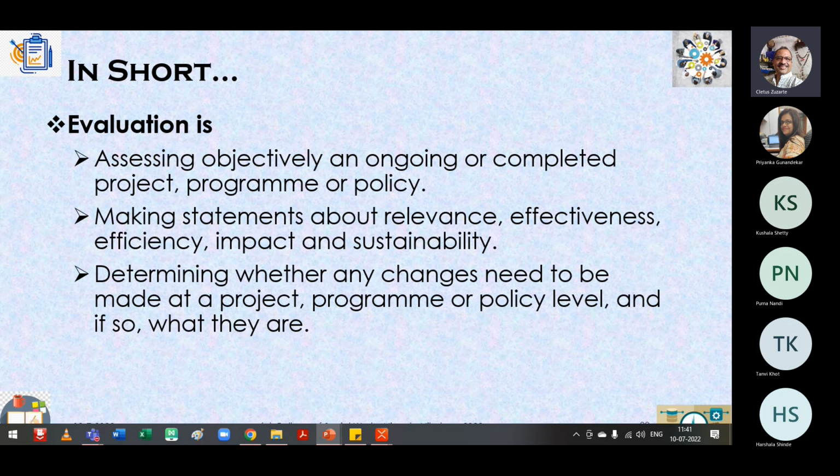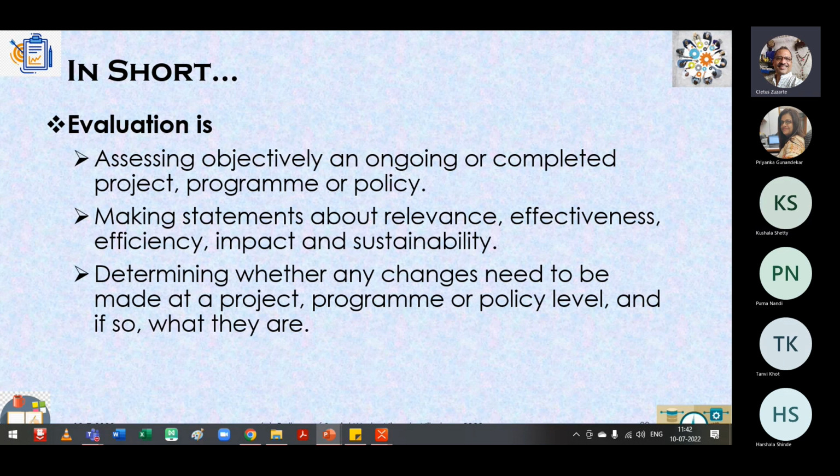On the other hand, suppose I look at evaluation. If monitoring is within the project, as you rightly said, then what is evaluation? Evaluation is at the end of the project. It is a project, program or policy that is reaching its end, or is completed, that you want to review and evaluate. You make statements about 5 important areas that we shall see in detail as we look at evaluation.